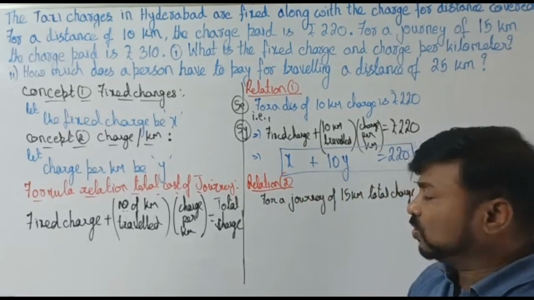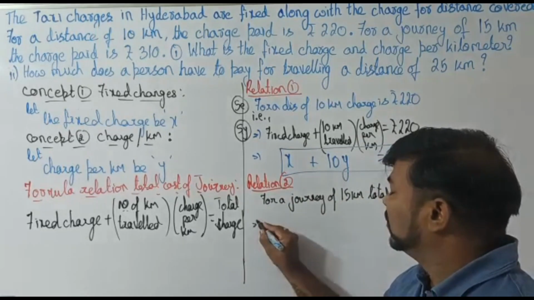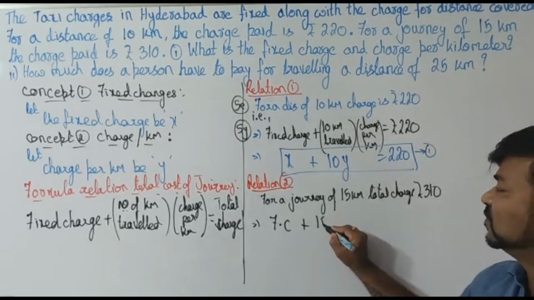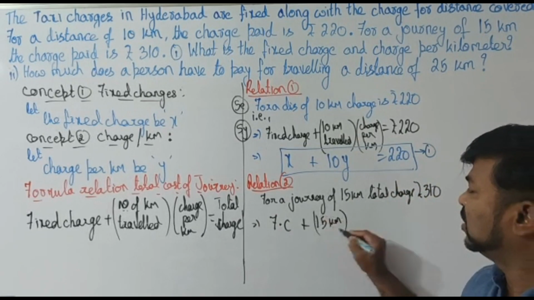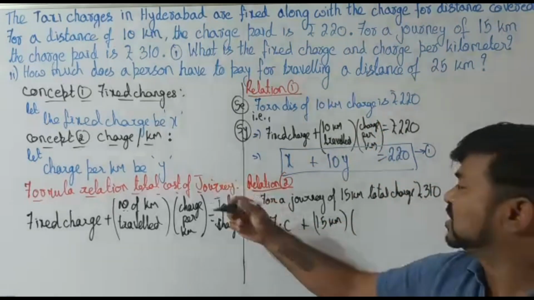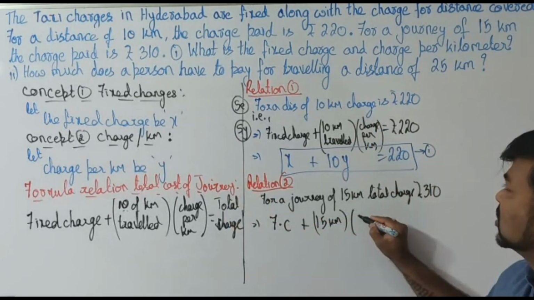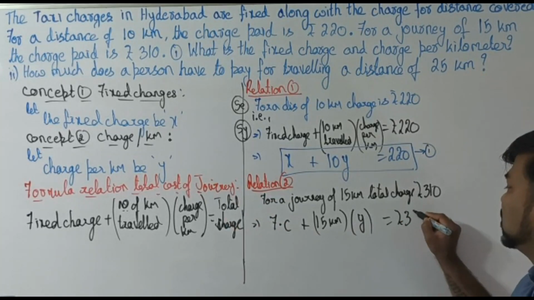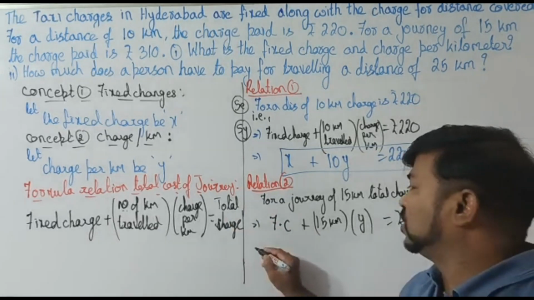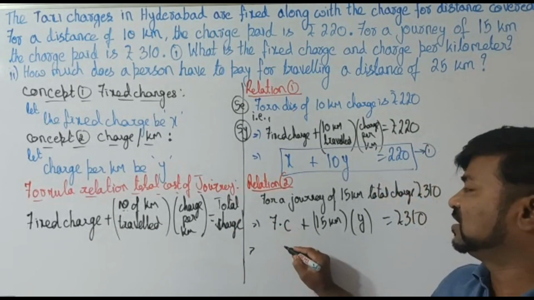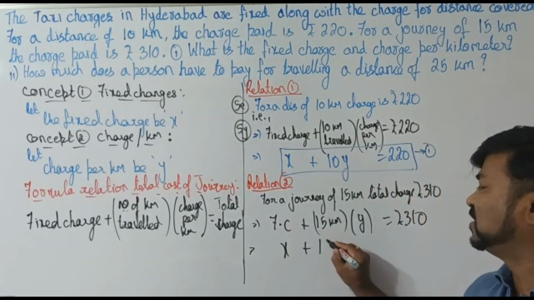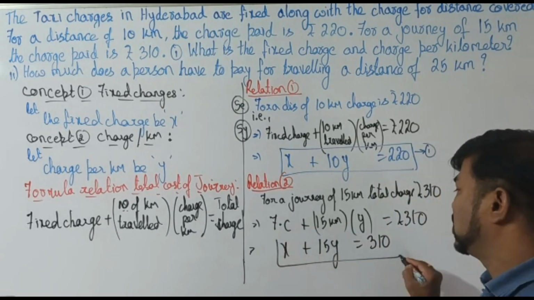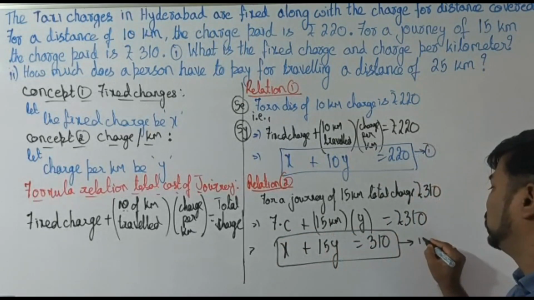So, which implies, if you go straight there, it's nothing but fixed charge plus how many kilometers? 15 kilometers times charge per kilometer. The fixed charge is x, the charge per kilometer is y, equals rupees 310. Now you convert it in terms of symbols: x plus 15y equals 310. Thus, we got it as equation 2.